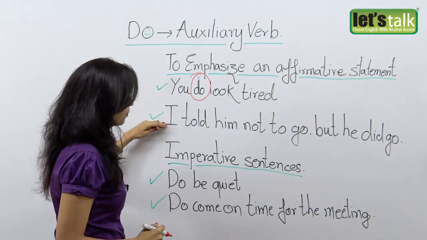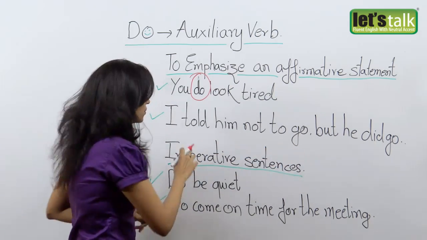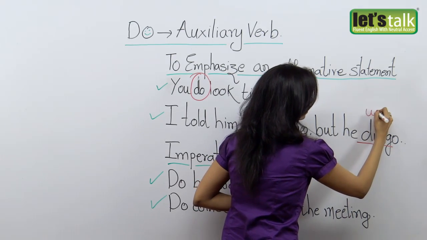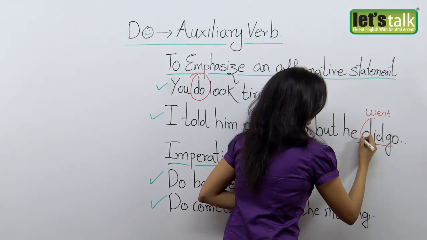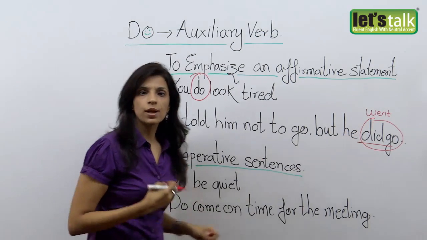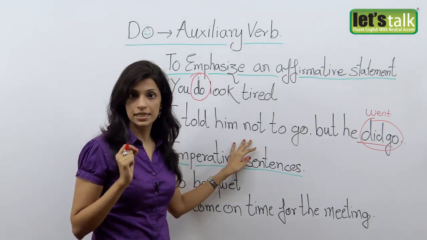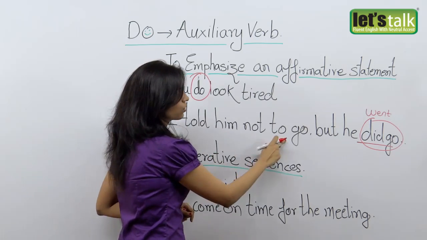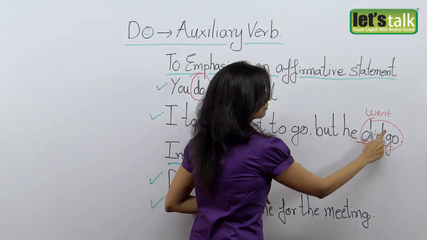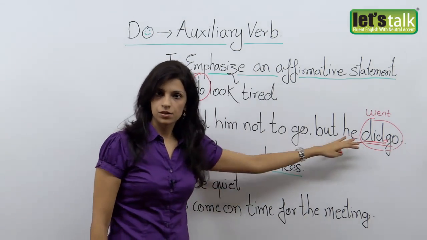Similarly, in my next example, I told him not to go, but he did go. Now here I can even say I told him not to go, but he went. But because I want to emphasize and say despite telling him not to go, he did, I'll say I told him not to go, but he did go. Please remember the verb after did is always in the present tense. So, but he did go.